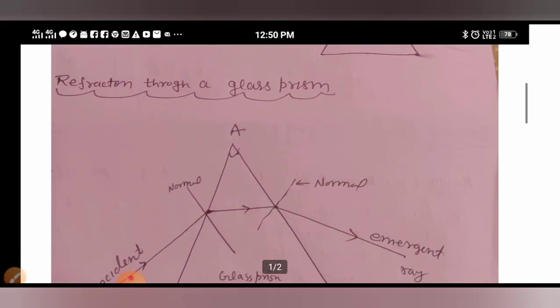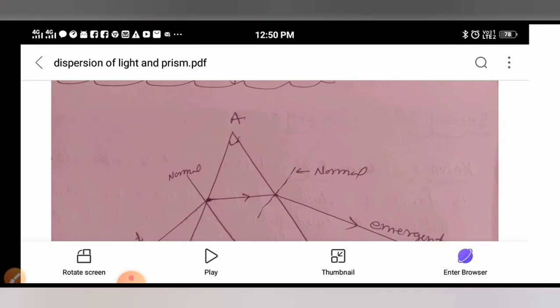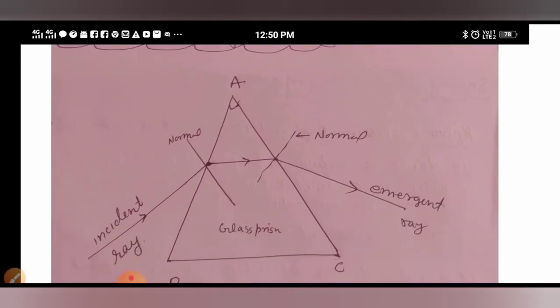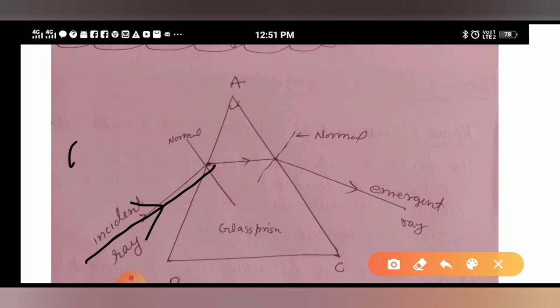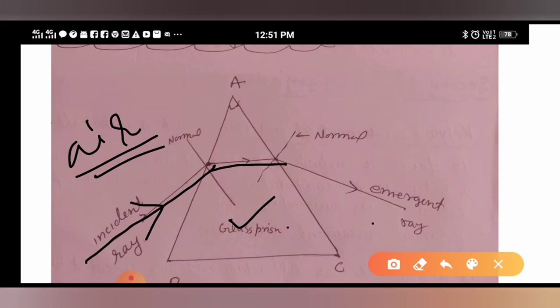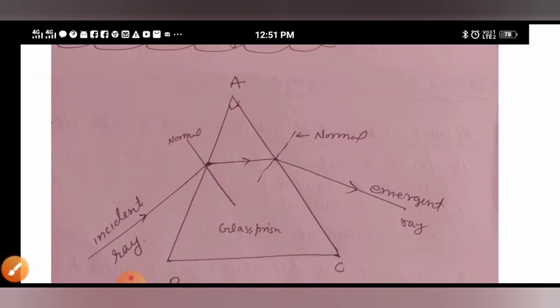Dear students, refraction through angle of prism means when light is incident on the prism, how does it bend. So let us see, this is your incident ray. Whenever it falls on the prism, outside it is air but the prism is made of glass, so it will bend towards the normal, and again whenever it goes from glass to air, it will move away from the normal. These two are your normals. Okay, so it is very simple.